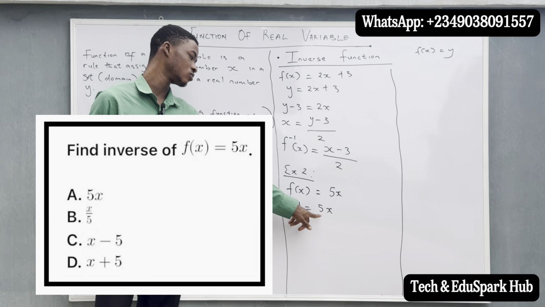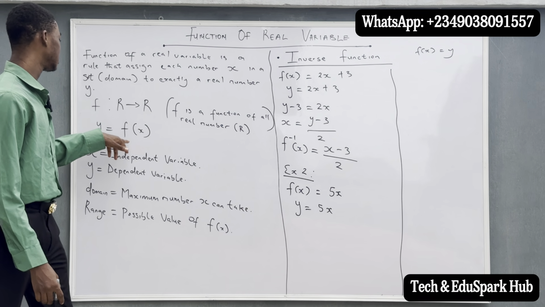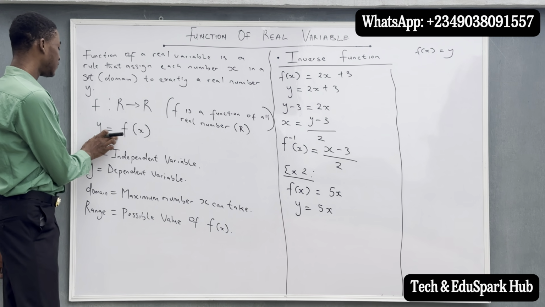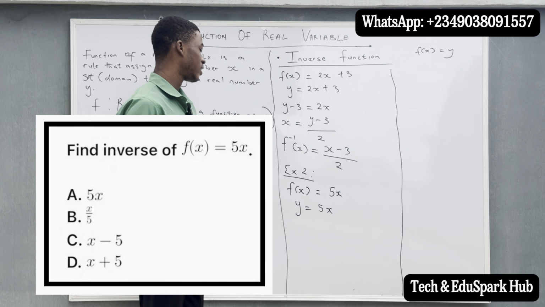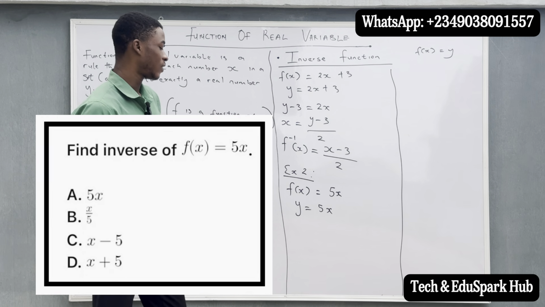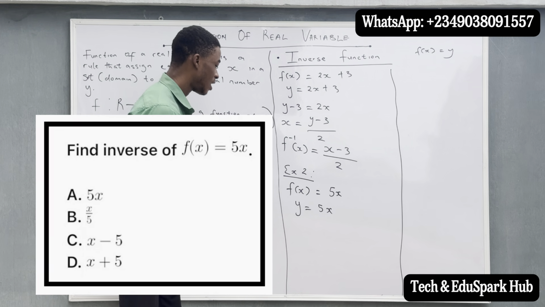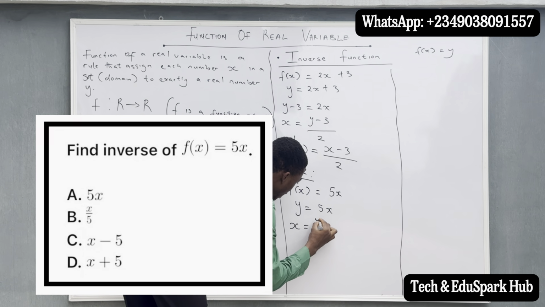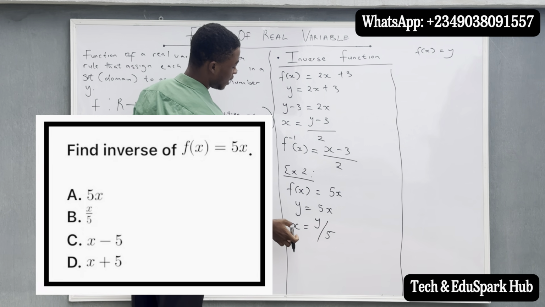So you have y equals 5x. Remember that we said the f of x is the function, the dependent value of y. That is why we have y equals 5x. Now that we have y equals 5x, the next step is to make x the subject of the formula. In doing this, we have x equal to y divided by 5. This is what you get when you make x the subject of the formula.